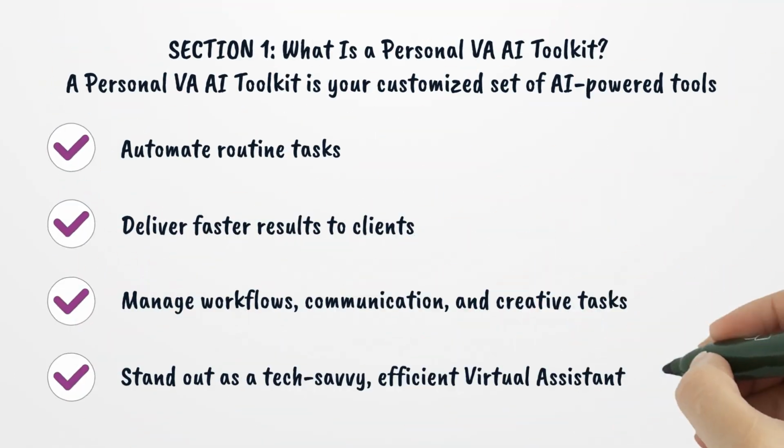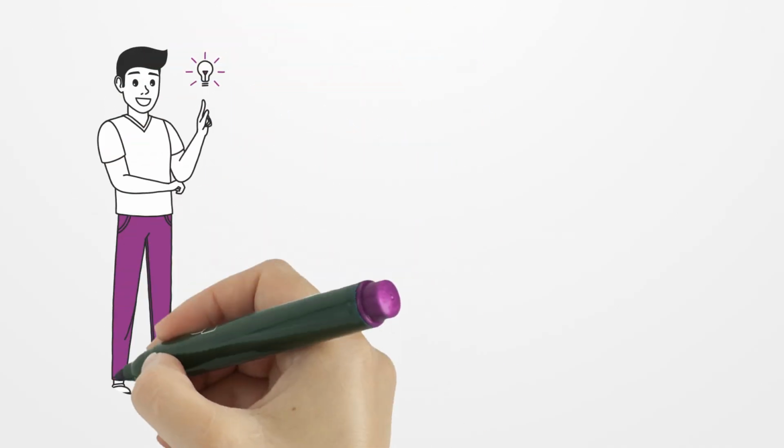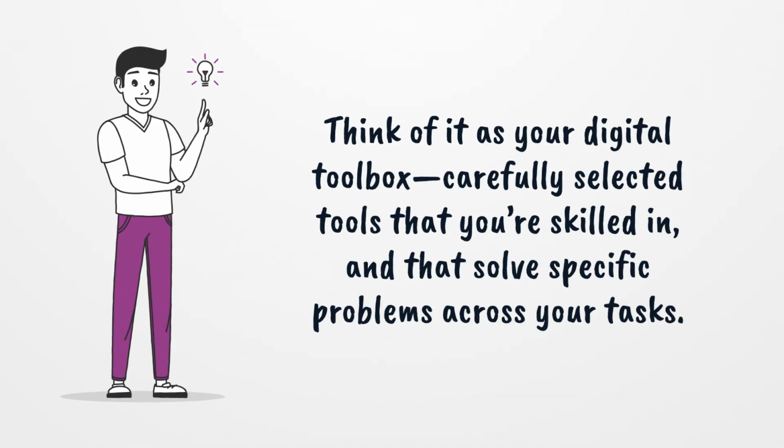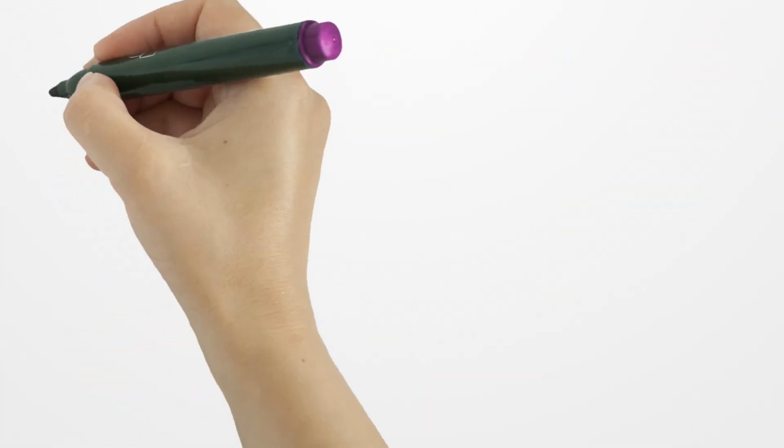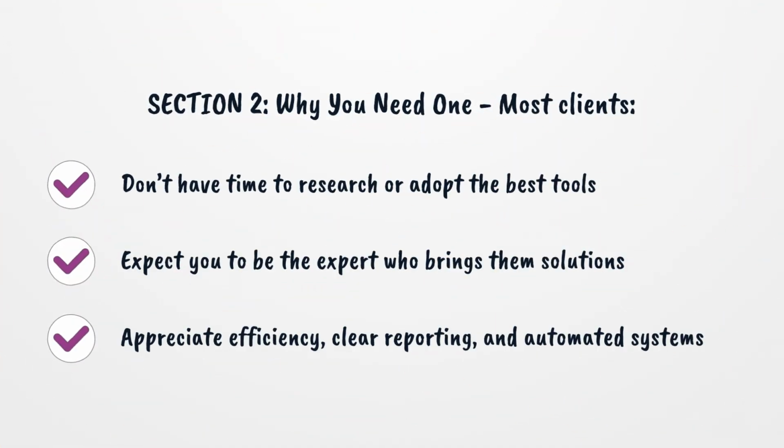to your clients. Section 1. What is a Personal VA AI Toolkit? A Personal VA AI Toolkit is your customized set of AI-powered tools that help you automate routine tasks, deliver faster results to clients, manage workflows, communication, and creative tasks, and stand out as a tech-savvy, efficient virtual assistant. Think of it as your digital toolbox: carefully selected tools that you're skilled in, and that solve specific problems across your tasks.